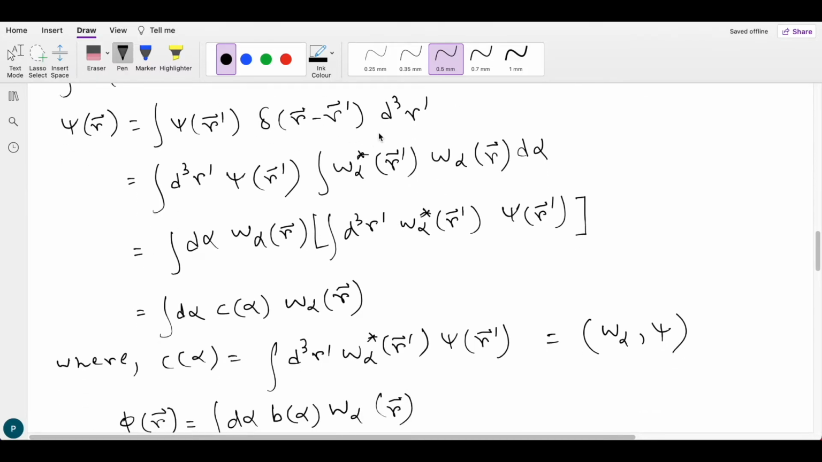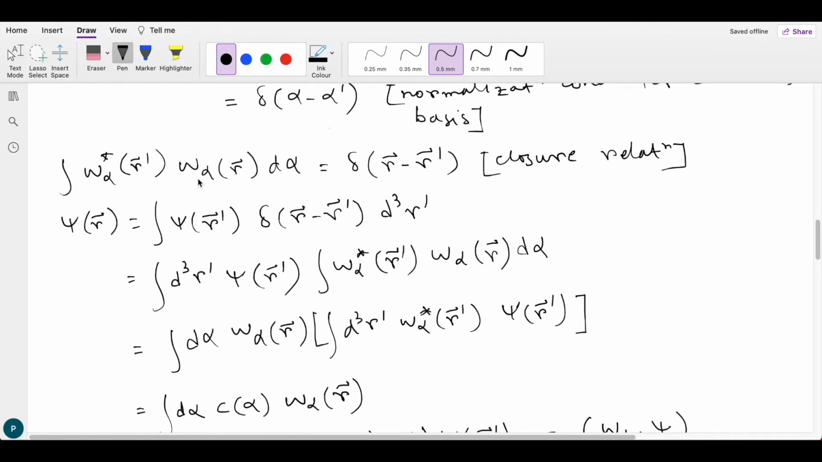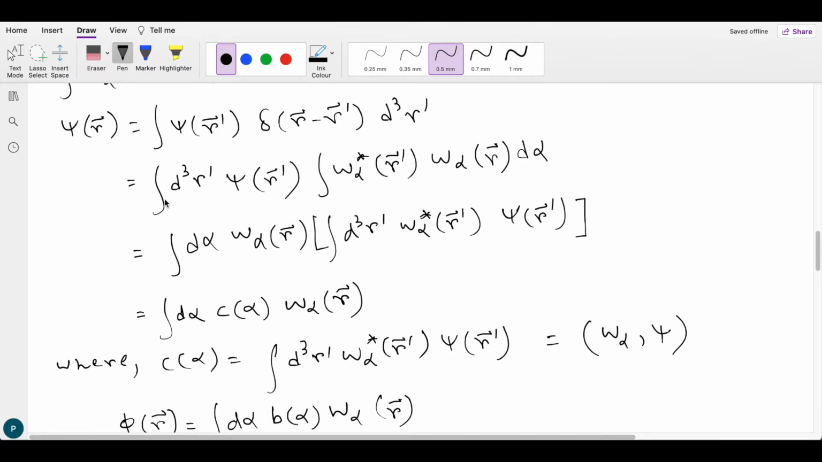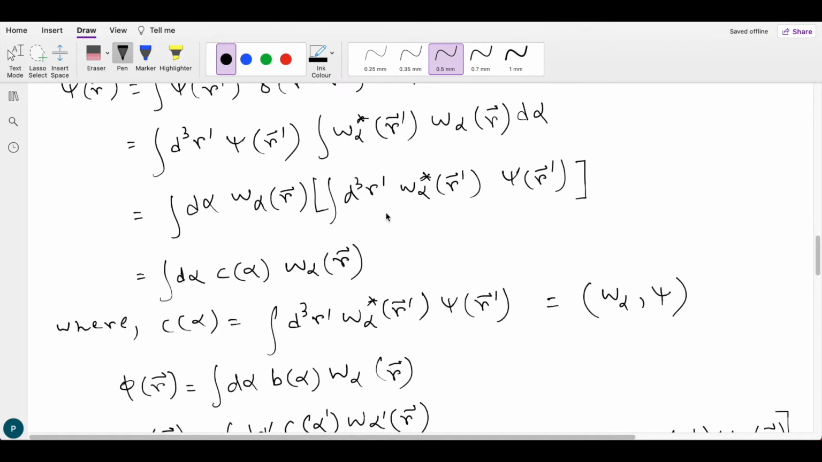This is a very famous property of the Dirac delta function. Let's say we are using the closure relation in this equation. We write this whole integration part instead of delta(r minus r prime) in this equation. So we get this equation, and then we write the integration d3r' W alpha star (r') psi(r') together inside a square bracket, and we are defining the term inside this square bracket as C alpha.